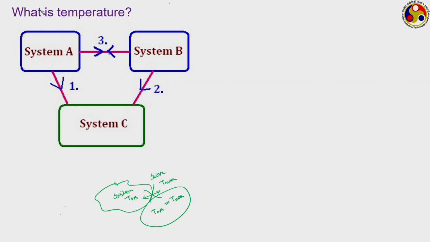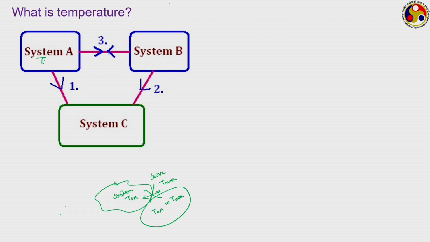So then how can we define temperature? Temperature is a property which defines whether these two systems are in thermal equilibrium or not. Or in a way you can say that when systems A and B are in thermal equilibrium, then the property which is equal between A and B is temperature. So if the temperature of system A is Ta and that of C is Tc, then they will be in thermal equilibrium only when Ta is equal to Tc, so that there is no heat transfer.